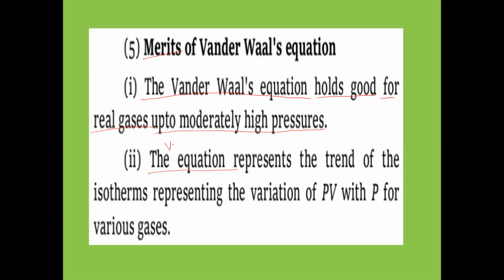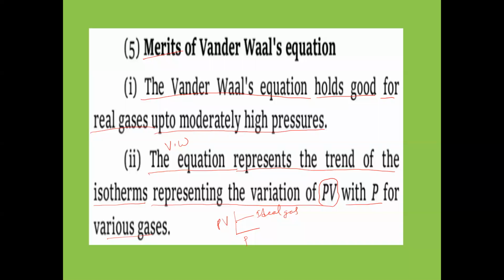Next, the van der Waals equation represents the trend of the isotherms. Isotherms means the graphs plotted at constant temperature. The equation represents the variation of PV with P for various gases. When you plot a graph of PV versus P, we get a straight line parallel to the X-axis. This is for an ideal gas.